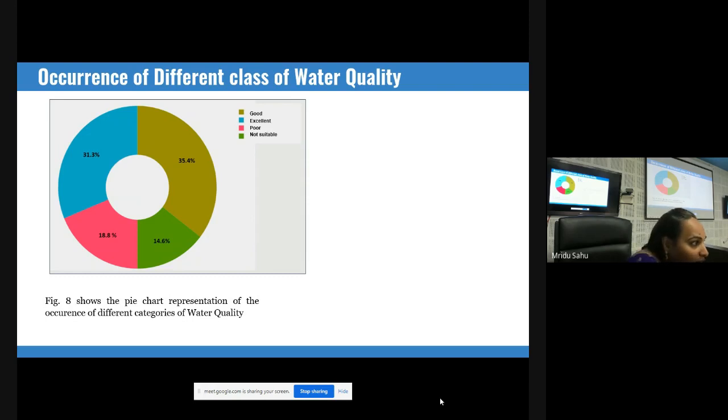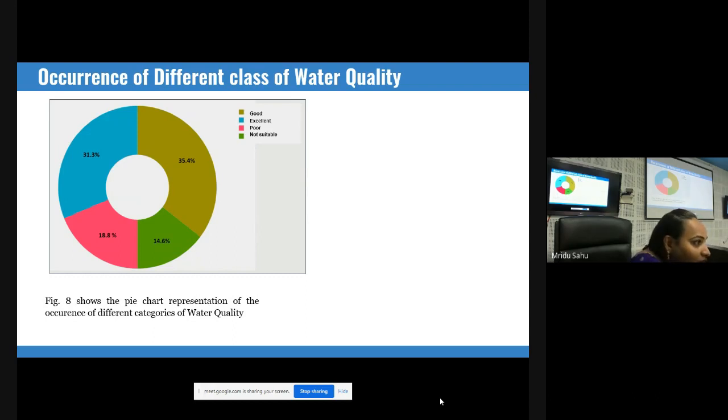तो poor कम ही है ना? बाकी सारा मतलब ठीक ही है. And 14.6 is for not suitable. So poor और not suitable को अगर हम लोग दोनों को mix कर दें तो कितना हो गया? 23 अराउंड कुछ. तो 23% वाटर ऐसा है जिसकी क्वालिटी सही नहीं है for drinking purpose of the Raipur. Can you see by this chart?